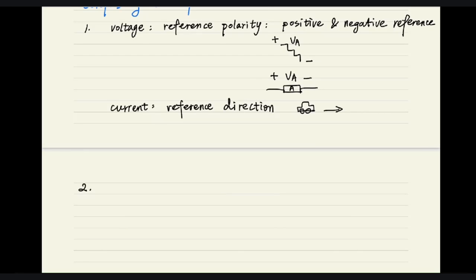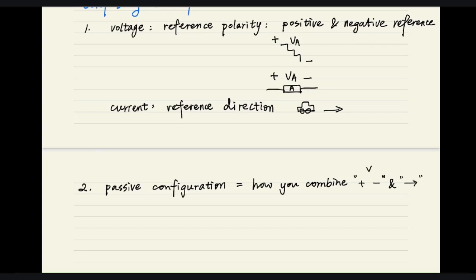So it's time to introduce passive configuration. Passive configuration sounds like a big word, but basically it is just some rules for people to follow, so it becomes more convenient for them to communicate on the properties of a circuit. So frankly speaking, it is just how you combine the reference polarity of a voltage and the reference direction of the current.